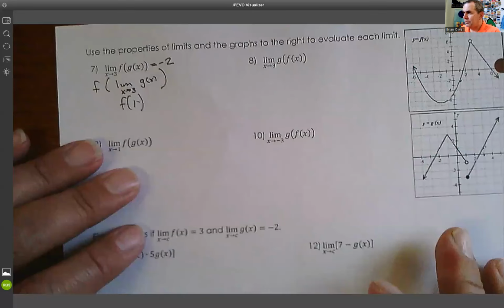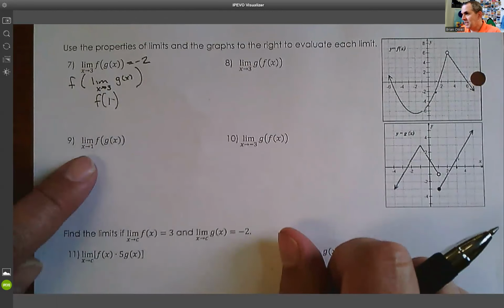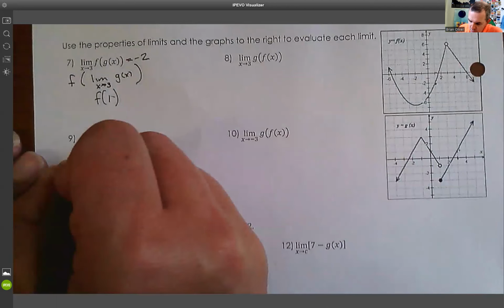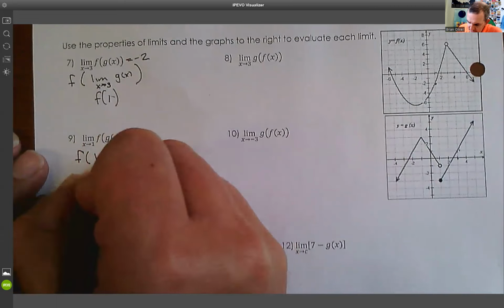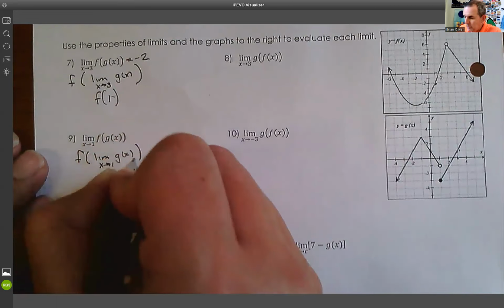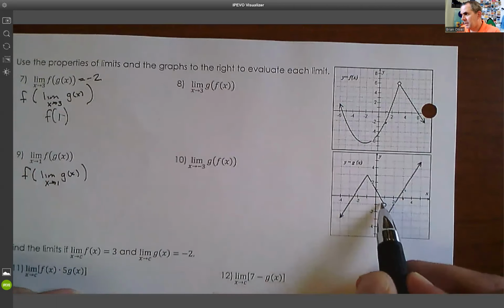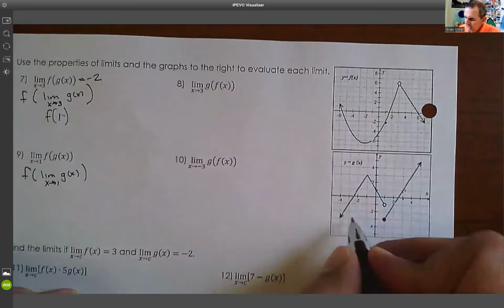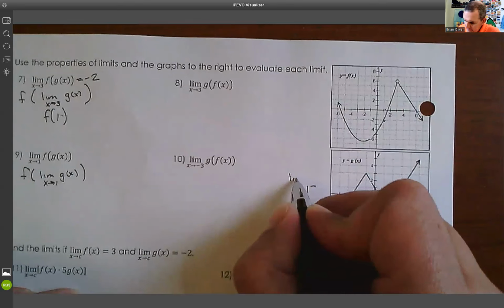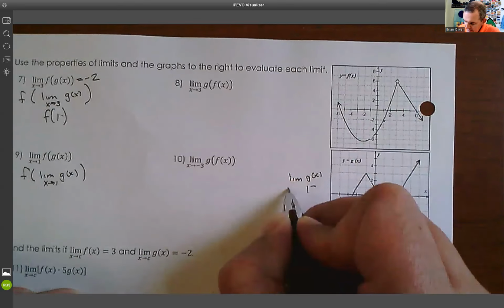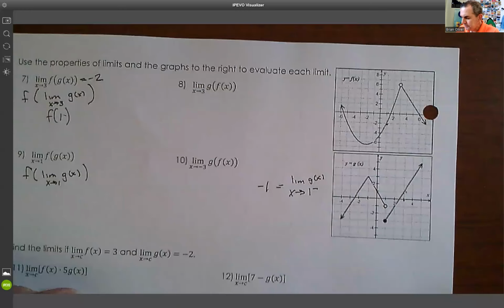So we did some of these in class. We talked about them. The one I want to focus on is this one, because something unique happened. This one says what we're going to do is f of the limit of g of x as x approaches 1. As we approach 1 from the left, we're getting a -1. So the limit of g of x as x approaches 1 from the left is giving me a -1.